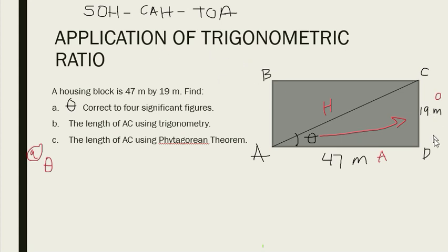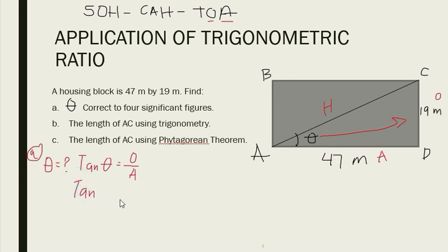Alright, so to solve for theta, letter A, we need to look at which sides are labeled. The sides that are labeled are O and A. Therefore, we're going to use the formula TOA, because it has O and A, or opposite and adjacent. So to find the measure of our theta, we will be using tangent theta is equal to opposite over adjacent.